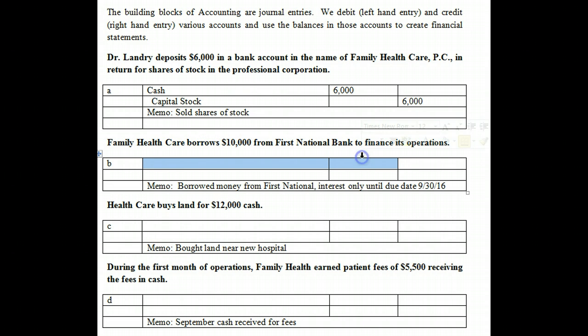Transaction B, the company borrows $10,000. So cash is going up. Just like the last example, cash is an asset. Assets increase with debits, so we debit cash for $10,000. This time we're crediting a liability account because we owe the money back. So we're going to credit notes payable.